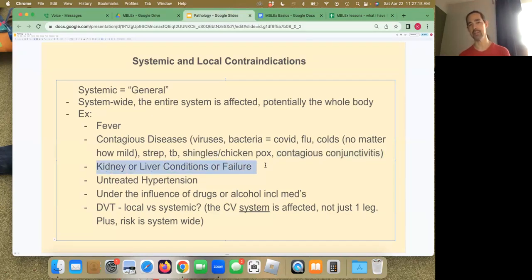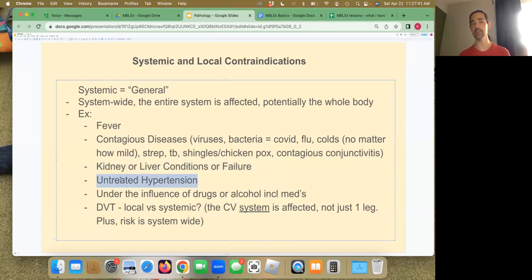Okay, other systemic conditions: kidney failure, kidney conditions, liver conditions, or liver failure. You might look at that and say, well, of course I'm not going to treat somebody who's suffering from kidney or liver failure. But for the purposes of the NBLEX, you have to keep this in mind, that kidney failure, kidney conditions, liver failure, they're a total contraindication.